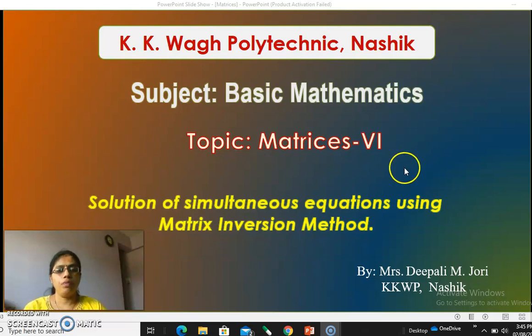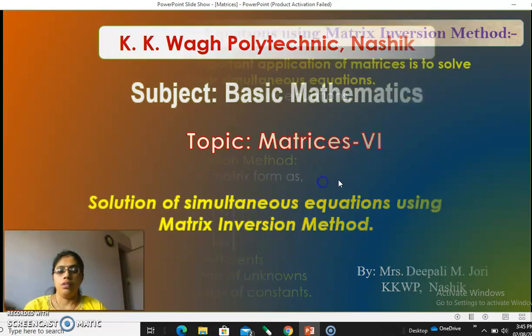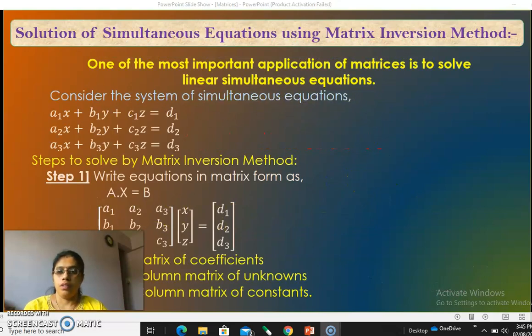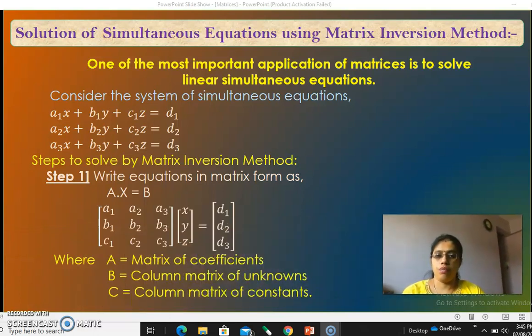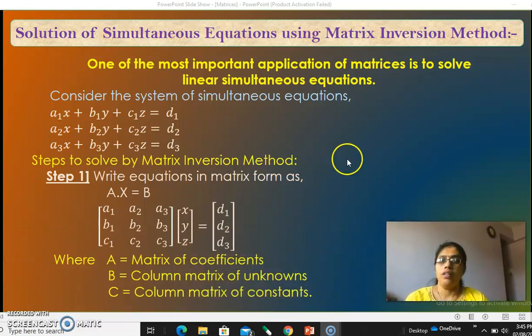So, in today's video, we will discuss the topic matrices. This is the sixth video on matrices from your syllabus. In this video, we will discuss the solution of simultaneous equations using the matrix inversion method. These are the steps you have to remember while finding the solution of simultaneous equations using the matrix inversion method.